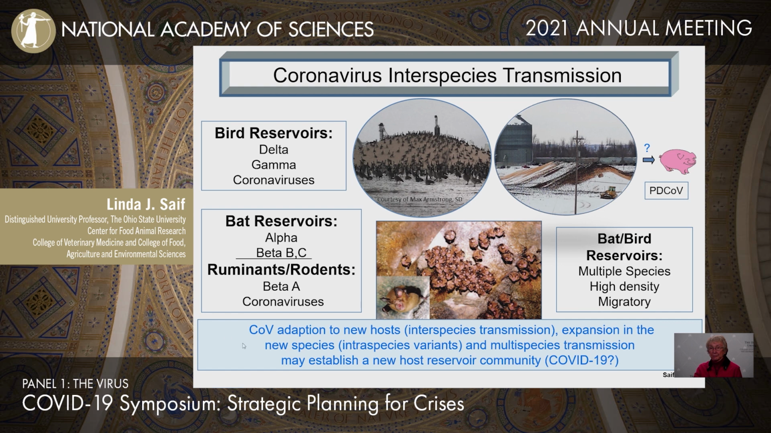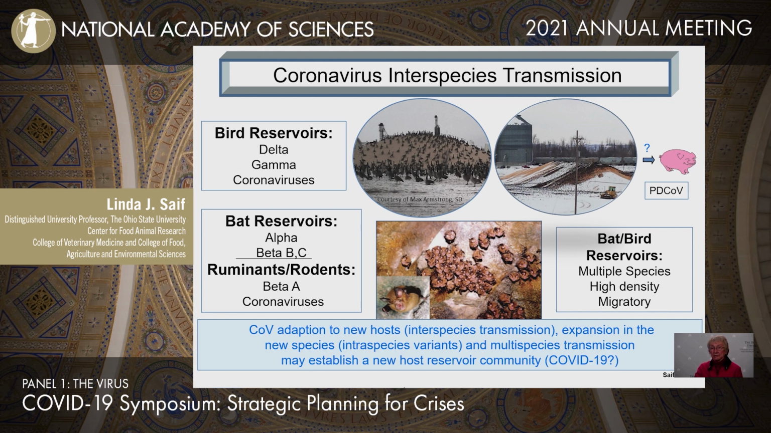We also have bat reservoirs for the alpha, beta B and C lineage coronaviruses, the Imbeco, Sarbeco, Merbeco subgenera, and then ruminants and rodents for the Embecovirus bovine-like clade A coronavirus. So why birds and bats? They're multiple species. They're high density, as you see here in these photos, and they usually have subclinical infections. They're migratory, so they can spread the virus long distance.